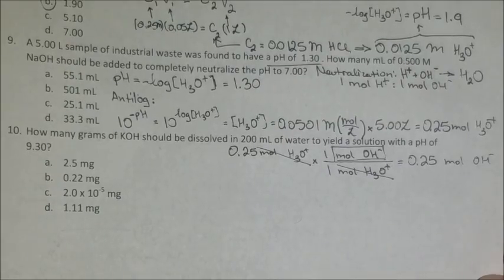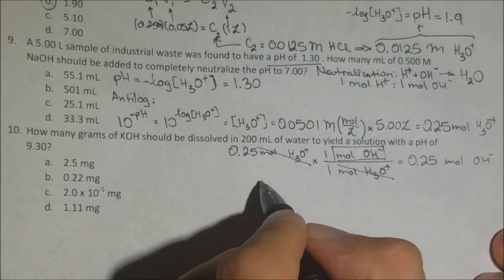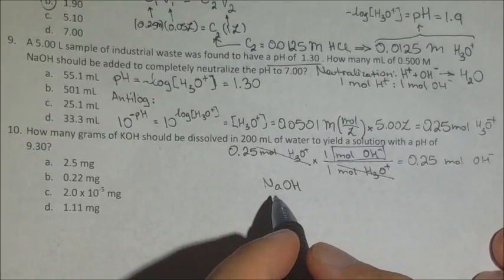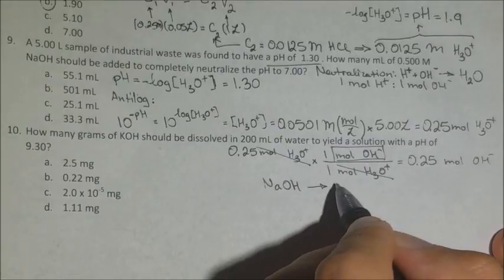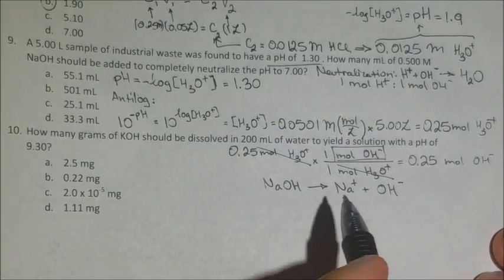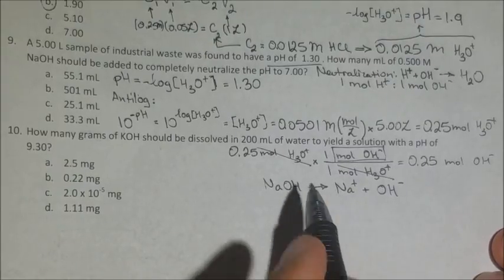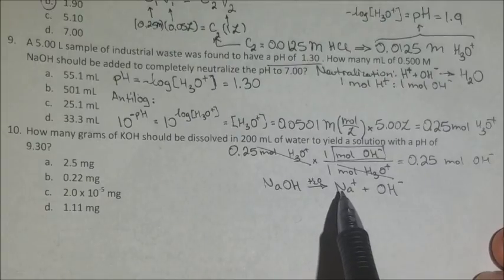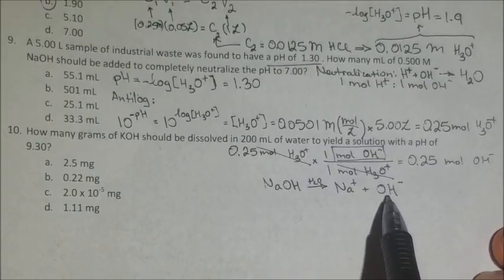From moles of hydroxide, we still need to figure out how many moles of sodium hydroxide we need. So let's remember that sodium hydroxide is the species we're going to use to do the neutralization, so we have to understand how it dissociates. Sodium hydroxide is a strong base, tying everything together, that dissociates in water, so all of this is aqueous, into sodium plus and hydroxide minus.